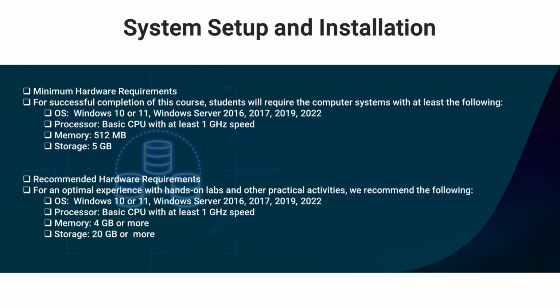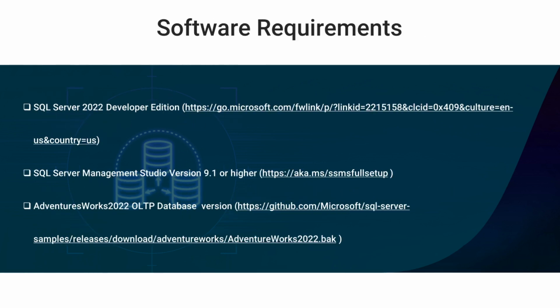The recommended hardware requirement. These are the things that we recommend for better performance. The operating system of Windows 10 or Windows 11, Windows Server 2016 up to 2022, a basic processor of at least 1 GHz of speed, and memory of at least 4 GB or more. More memory means better performance, and storage of at least 20 GB or more, which also means better performance. So moving on to the software that we require.